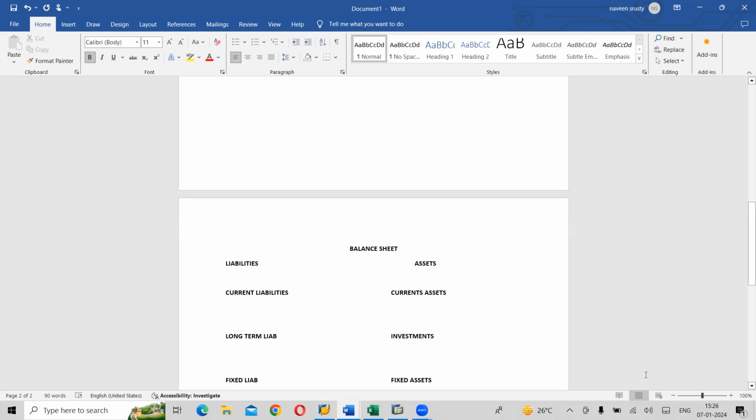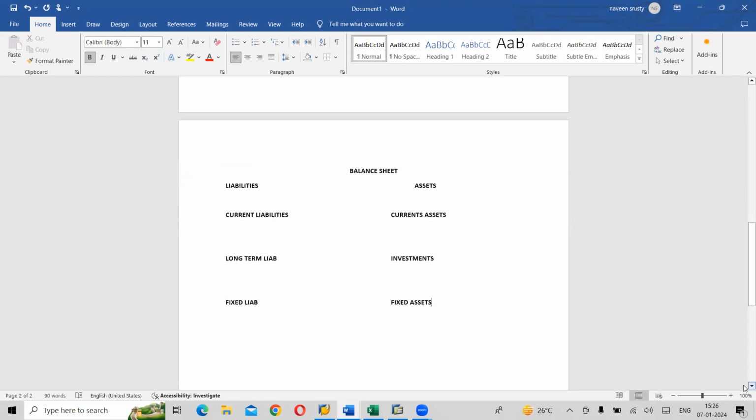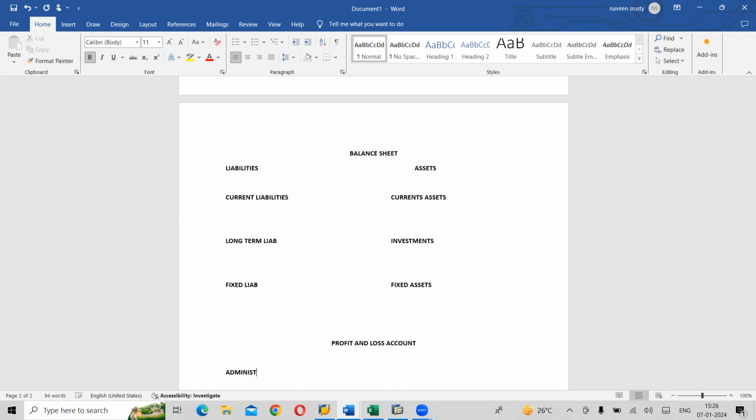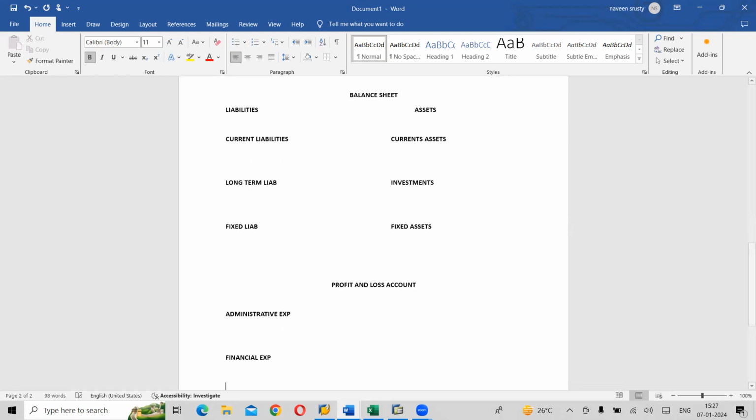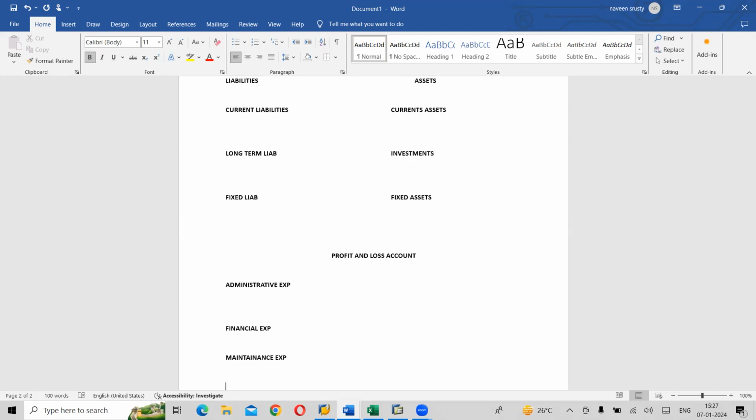When it comes to the profit and loss account, we have different expenses. For example, I'm just taking a few: administrative expenses, financial expenses, maintenance expenses. Like that, we have different groups. Clear? So what items will come under administrative expenses, what items will come under financial expenses, and what items will come under maintenance expenses?